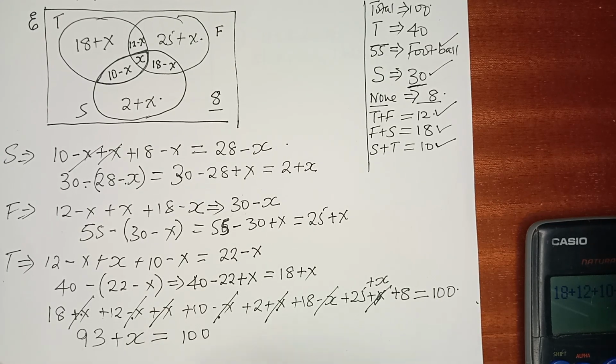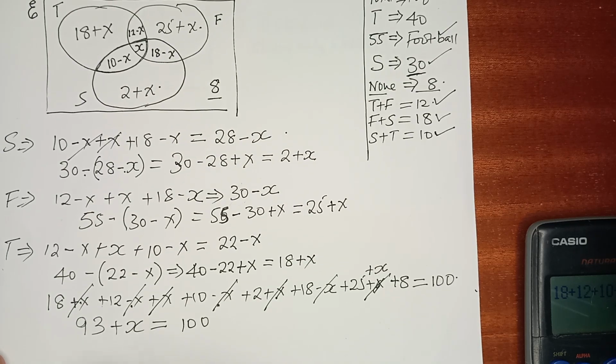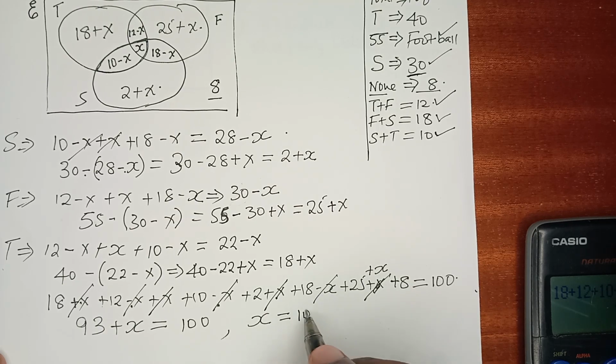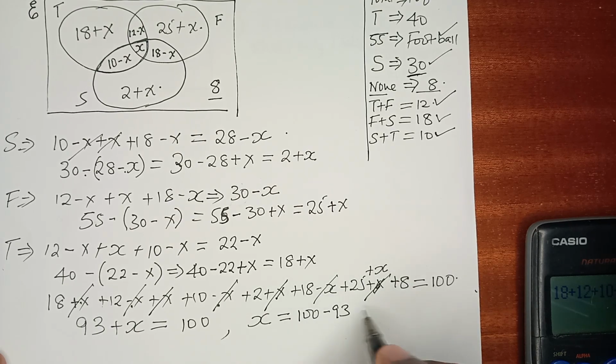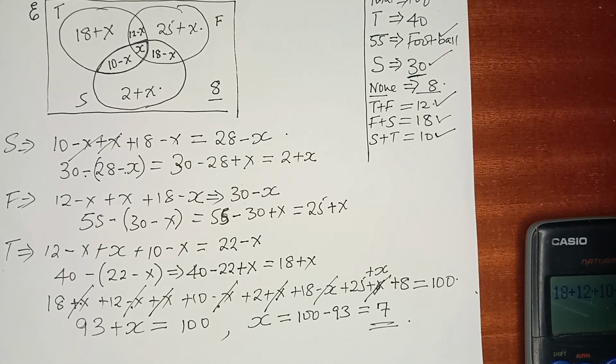Meaning that if you want to get the value of x, we have to subtract 93 from both sides. And we clearly can see that x is equal to 100 minus 93, which is easily 7. So the answer to part A of the question, how many students play all the three games? The answer is 7 students play all the three games.